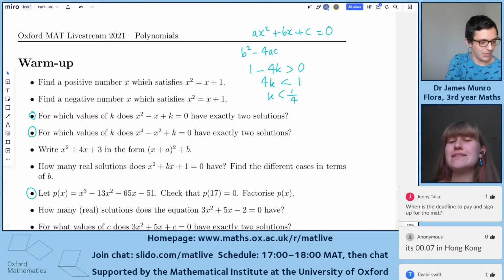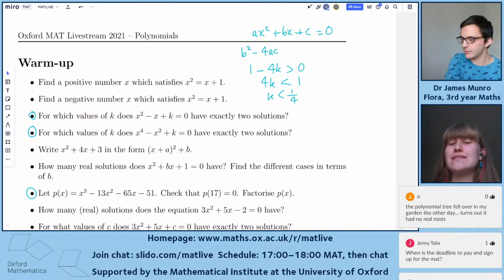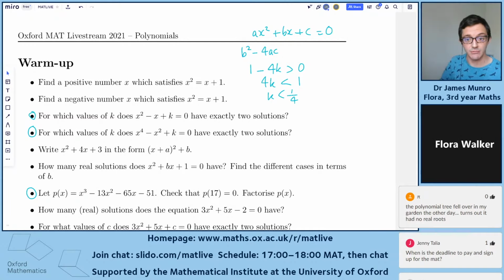Okay, and I'm now approving puns in chat. Why not less than or equal to? Well, if it's equal, we get 1 repeated solution, which is not quite what we want.